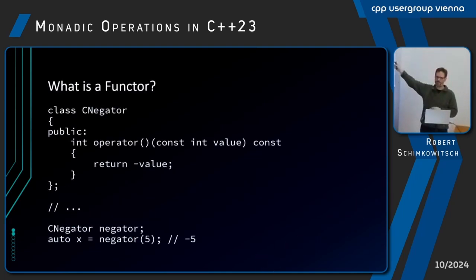Is this a functor? Who says, yes, this is a functor? Who says, no, this is not a functor? Okay, nobody plays along. The problem is you would have won either way because both yes and no is correct. This is something I would call a function object, but some people and some literature does call it a functor, but this is not the functor we're looking for.